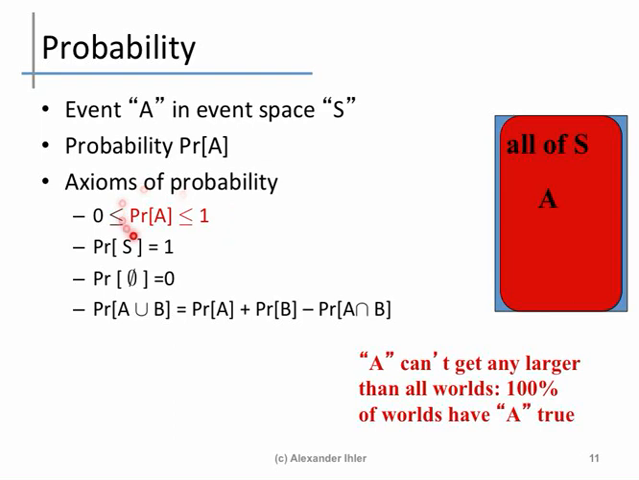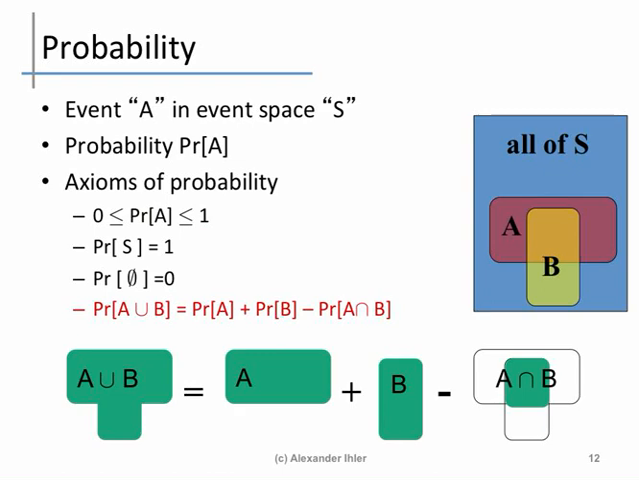Similarly, the probability of an event A cannot get any larger than 1. We define the size of the entire space S to be 1, and the set in which A is true can't get any larger than the set of all possible worlds. And so 100% of those might have A true, in which case the probability of A would be at most 1. The last axiom tells us how to compute the probability of overlaps or unions of regions.